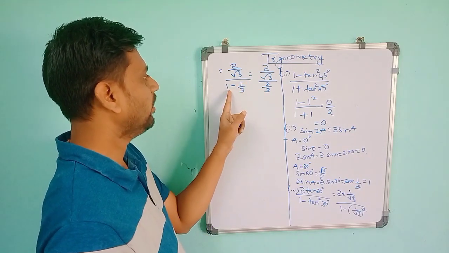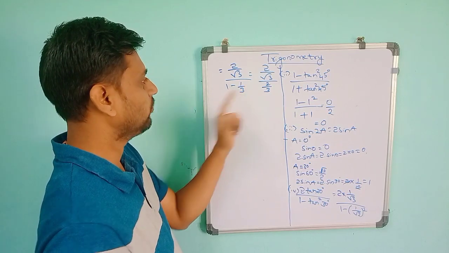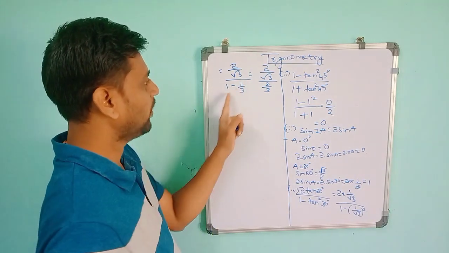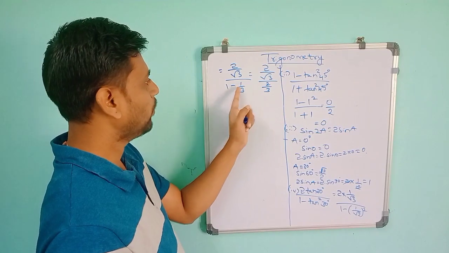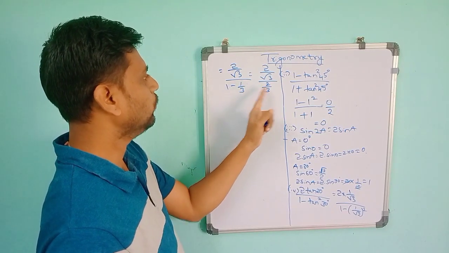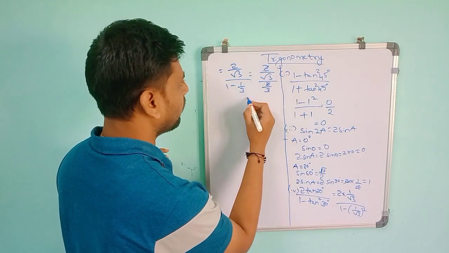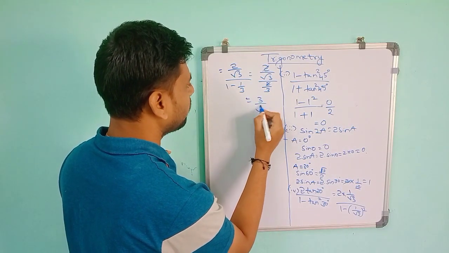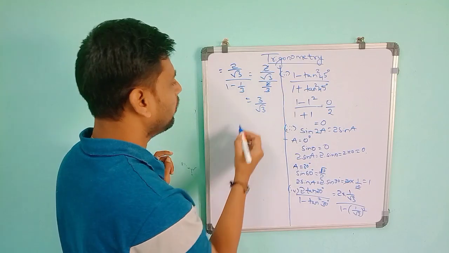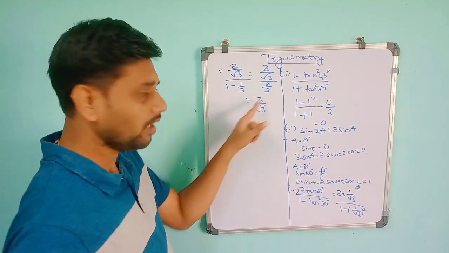Now 1 minus 2 by 3: 3 minus 2 is 1, so 1 minus 2 by 3 is 1 by 3. Like that, 1 minus 1 by 3: 3 minus 1 is 2, again over 3, so 2 by 3. Then these two will cancel. 3 by 3 will go upside, root 3 will come downside. So 3 by root 3.